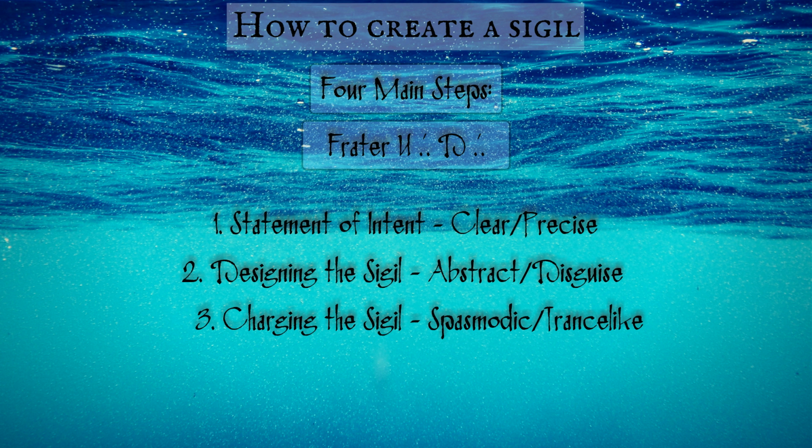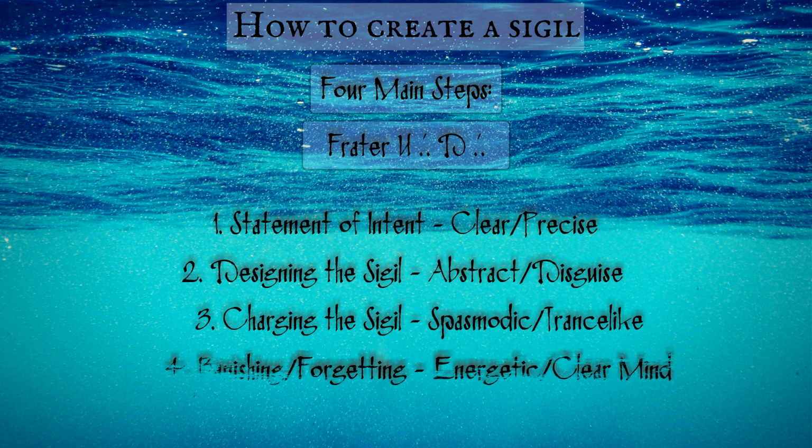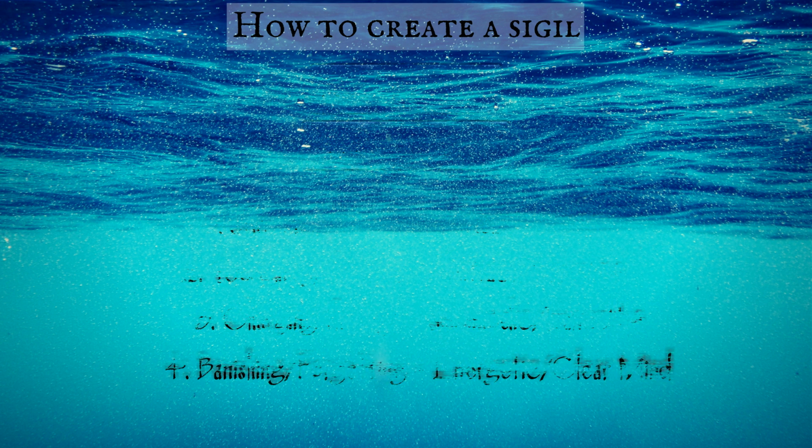The fourth step will be banishing and forgetting the sigil. Now, by banishing or forgetting the sigil, the act can either be energetic or, again, with an empty state of mind, by trying to energetically distract yourself from the sigil you've created and charged, or by completely emptying your mind so that you don't think of anything at all. But with that said, let's look at how exactly does one create a sigil.